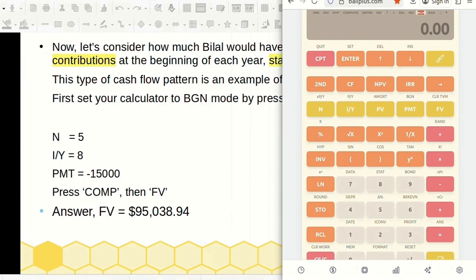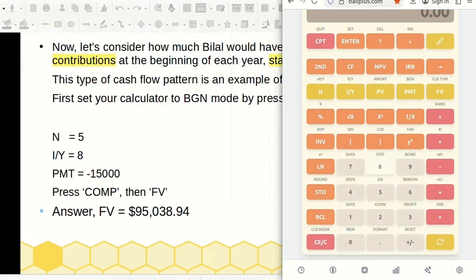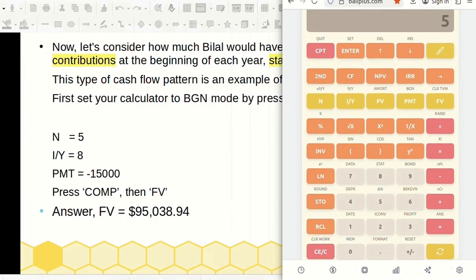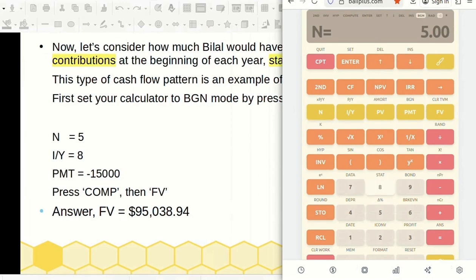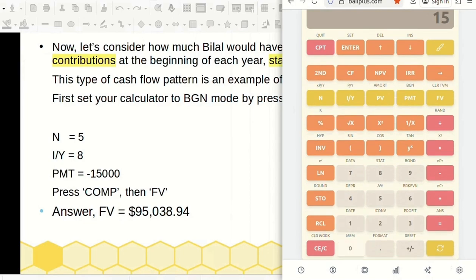Okay, so now we have 5. You can see here on the top that the BGN mode is activated. So press 5 and N. 8 is your rate of return. Minus 15,000 is your periodic payment, and now compute the future value. Yes, so the future value now is $95,038.94.